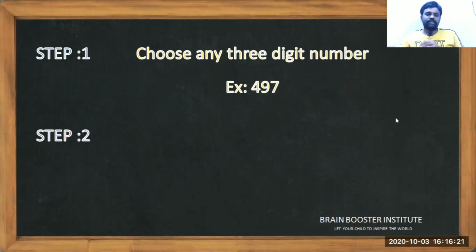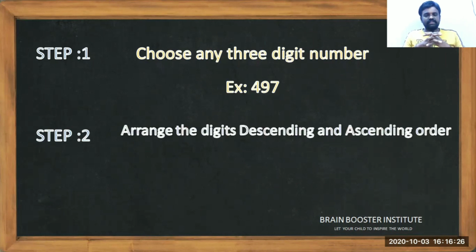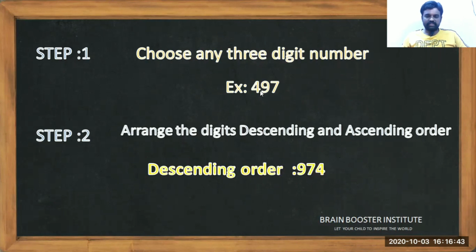497. Step 2: arrange the digits in descending and ascending order. Whatever number we have chosen, let us arrange its digits in descending order and ascending order. Let us arrange in descending order now. I think 974. Descending order means from big to small. What is the meaning of ascending order? From small to big. I think you might know this. Descending order means from big to small, and ascending order means from small to big.